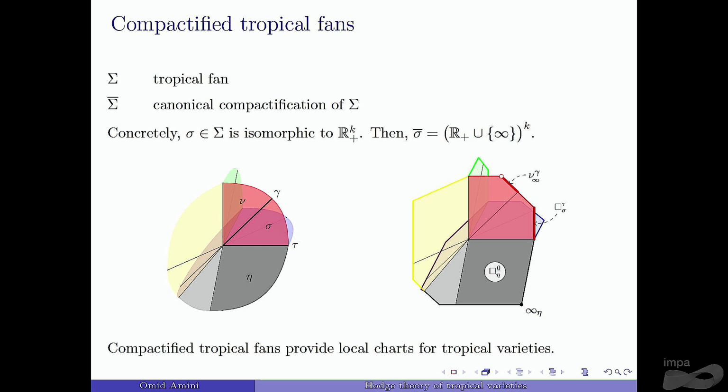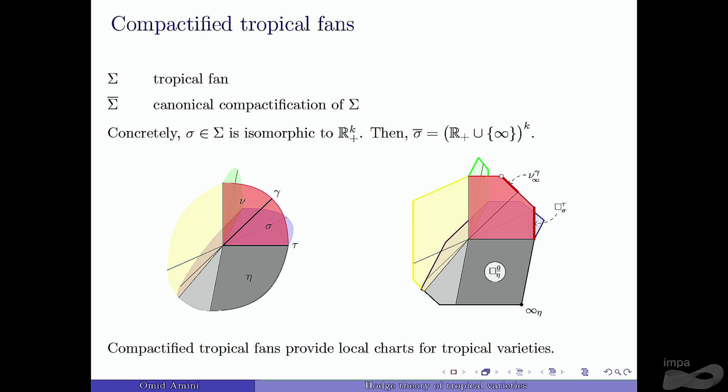Okay, so first of all, I want to define tropical varieties by gluing charts. So what I do is I take one of these tropical fans that you saw, and I compactify it. What is the compactification? It is easy. You take any cone inside sigma. If it has dimension k, it is generated by k rays, so it looks like R plus power k. So you allow the coordinates to become infinity.